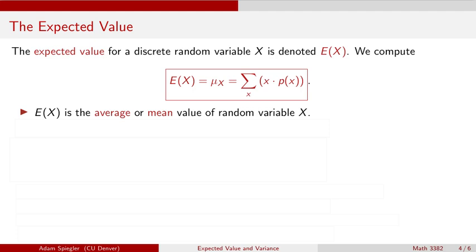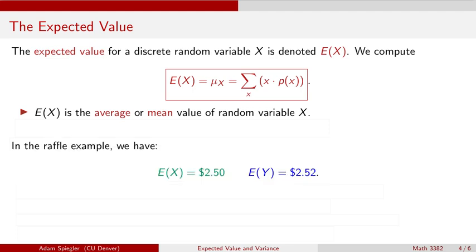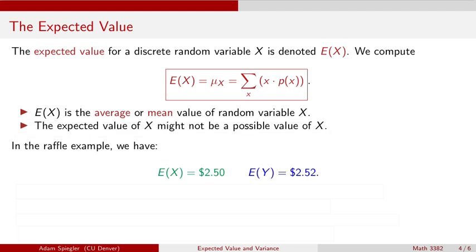And in the case of the raffle, the expected value for a raffle ticket in raffle A was $2.50. The expected value for random variable y tells us how much we can expect to win in raffle B, which is $2.52. And again, just recall that this is telling us the average that we would get if we played these raffles over and over again many times, so these expected values might not even be possible values that we can get from playing the raffle one time.